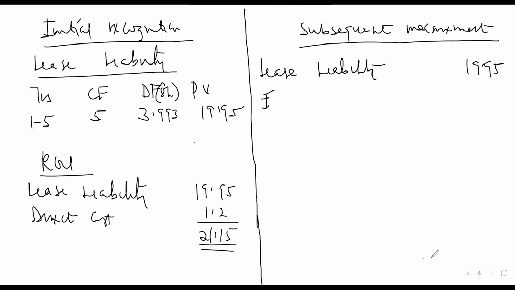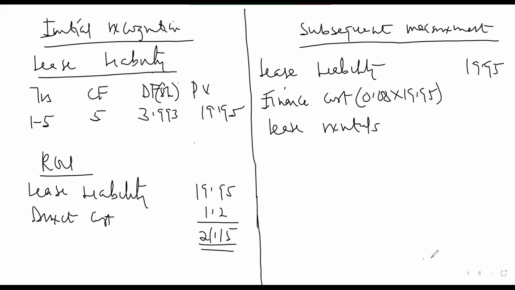So what you do is you now have your finance cost. The finance cost will now be 0.08 times 19.95. Then you count the lease rentals, which will be paid at the end of the year. So I'm currently owing you 19.95. If you charge me interest on this amount, it will be 8%. But at the end of the year, I have paid you 5 million. So the 5 million will be reducing the debt that I have with you. So 0.08 times 19.95.